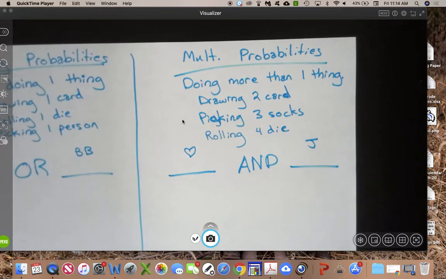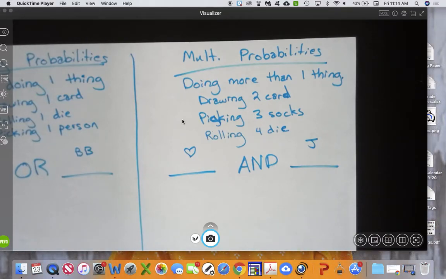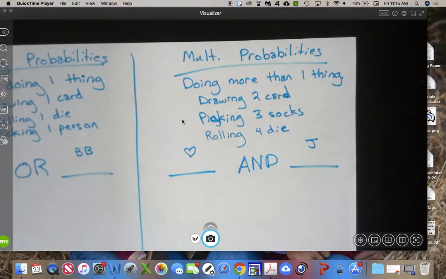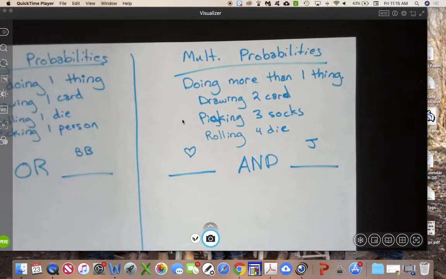If it's an or, I am only picking one person and I want to know whether they are a girl or a basketball player. But there's only one person there, right? If I'm multiplying the probabilities, I'm picking 2 things. I'm picking 2 cards and I want a heart the first time and a jack the second time. 2 cards. Okay, so on the front side, here we go.